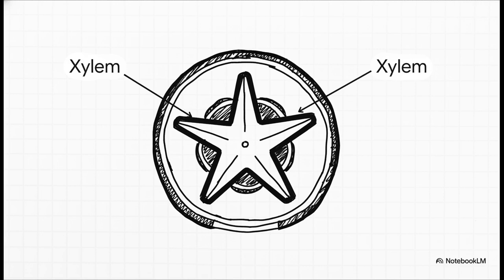The xylem, those water pipes, forms this really distinct star shape right there in the middle. And the very center, the pith, is either tiny or just not there at all. It's a really compact, strong design that's perfectly set up for that secondary growth we just talked about.